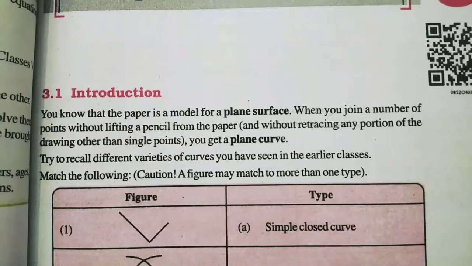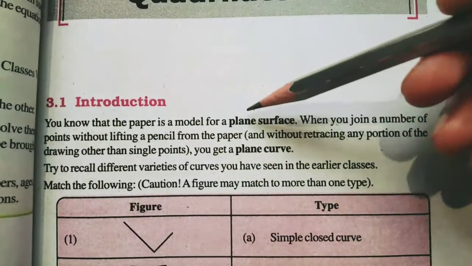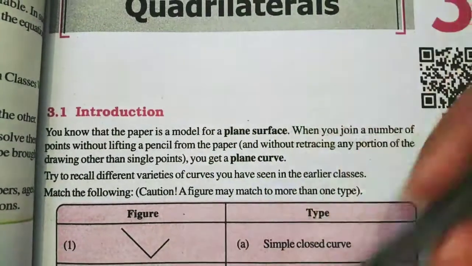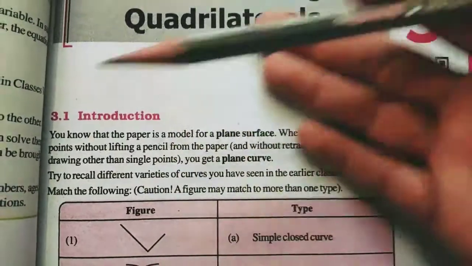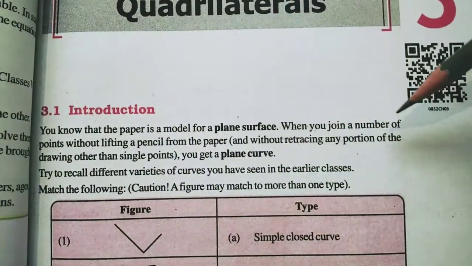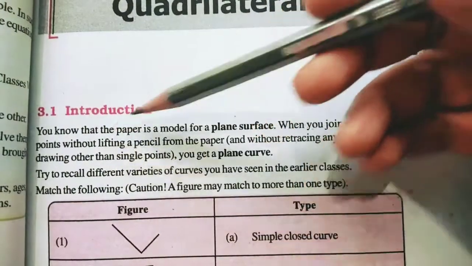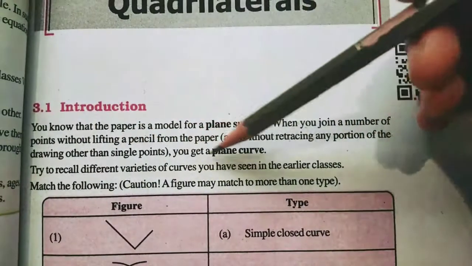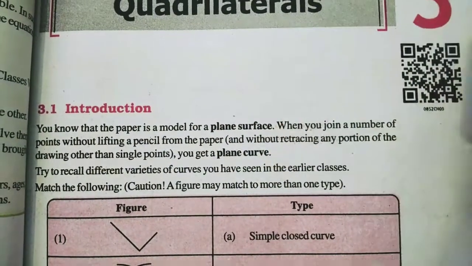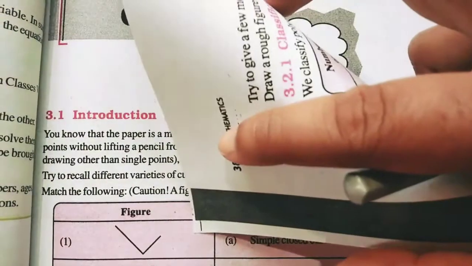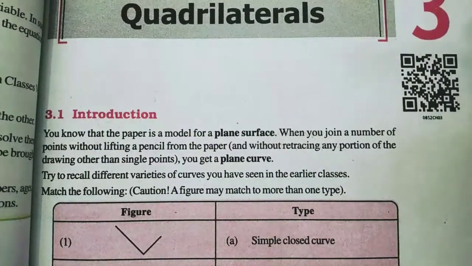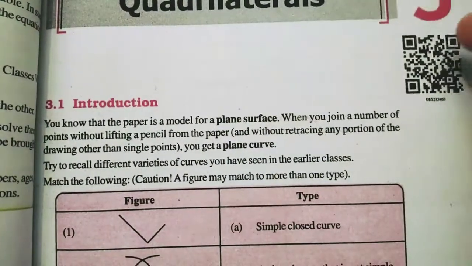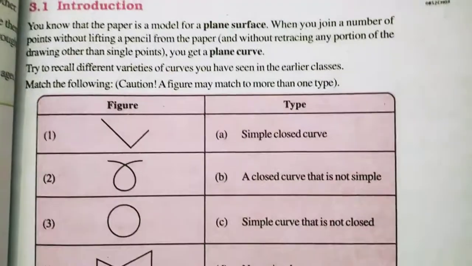You know that the paper is a model for a plane surface. When you join a number of points without lifting a pencil from the paper, you get a curve. Without lifting, you do it like this, that is a curve. Curve means bending. So it is a plane curve. So try to recall the curves and the lines.